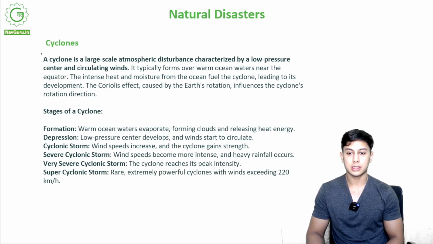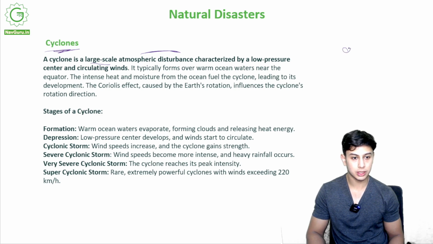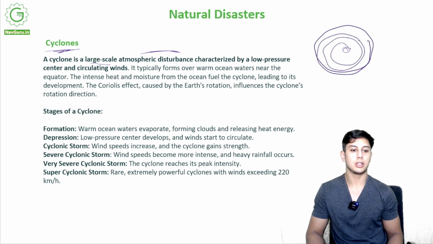Now, what are cyclones? A cyclone is a large scale atmospheric disturbance. You understand large scale? On a very big scale, it is an atmospheric disturbance, characterized by a low pressure center and circulating winds. So we have all seen cyclones. They have a low pressure center and a whirlwind, a hurricane type cyclone around it. These have high winds blowing, and this is a low pressure center.